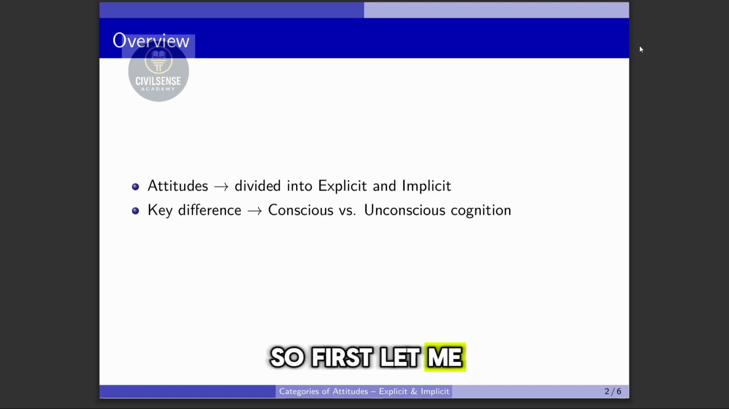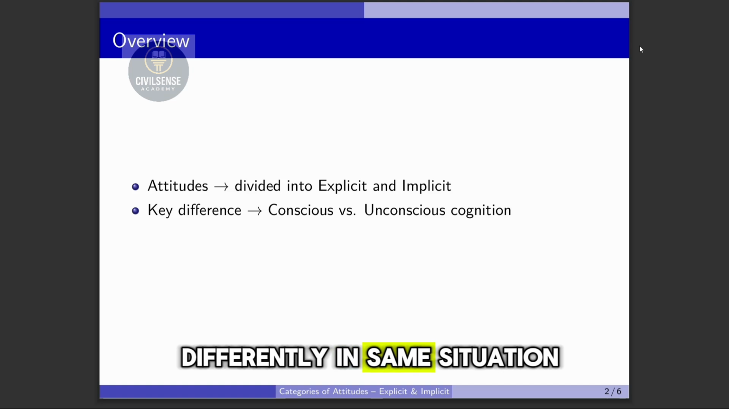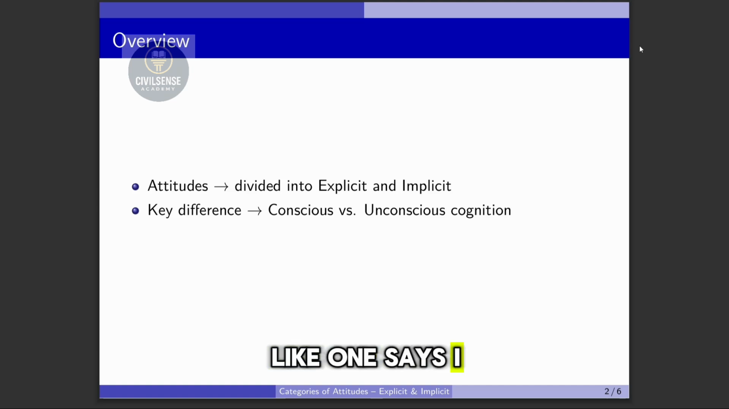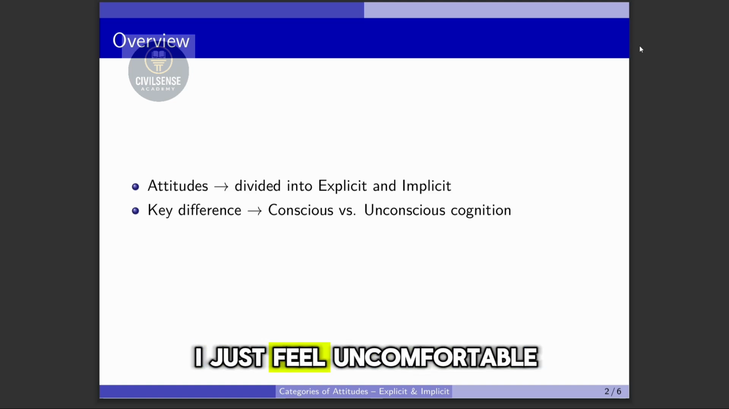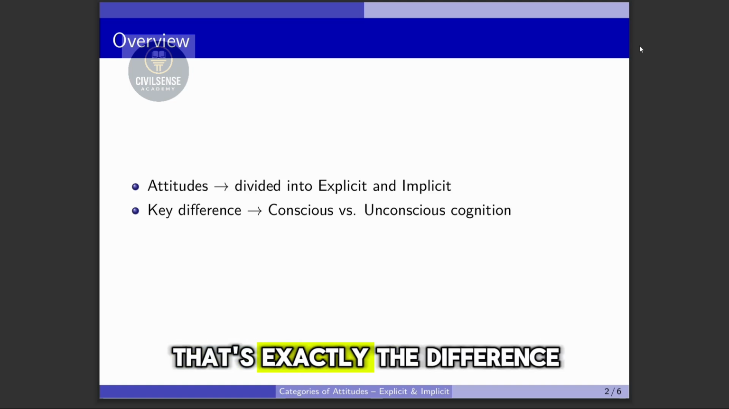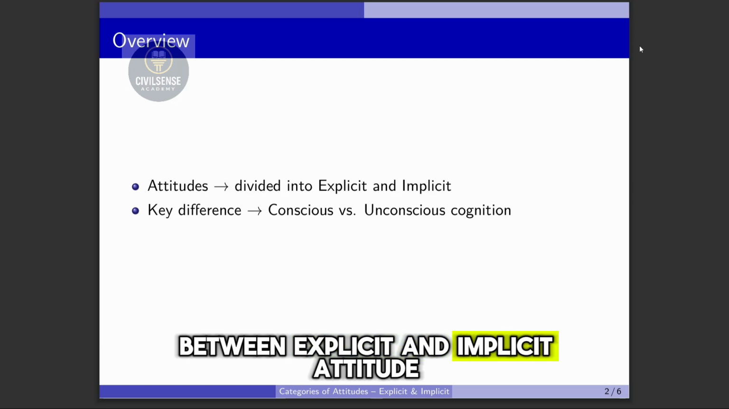So first, let me ask you something. Have you ever met two people who react differently in the same situation? Like one says, I don't like this, and gives you a reason for it, and another person says, I don't know why, I just feel uncomfortable. Well, that's exactly the difference between explicit and implicit attitude.